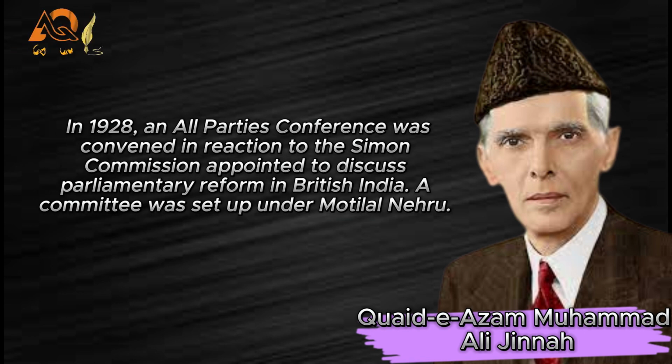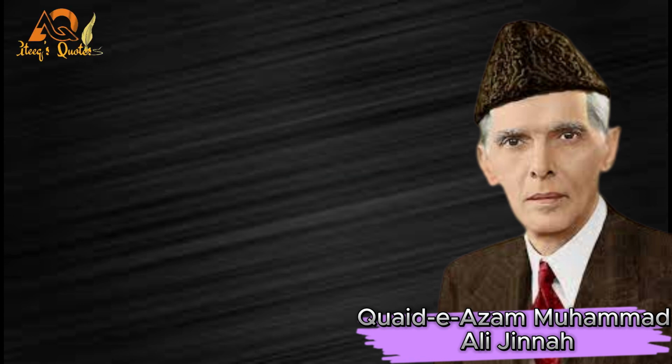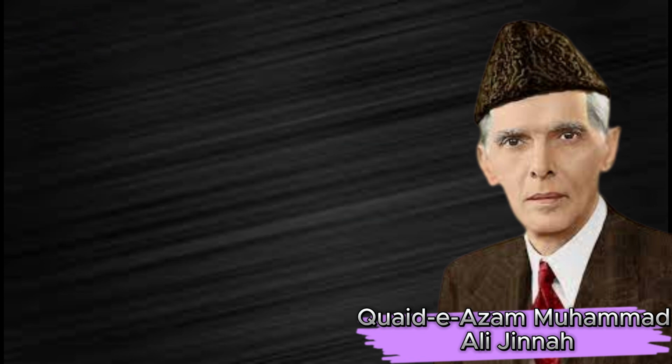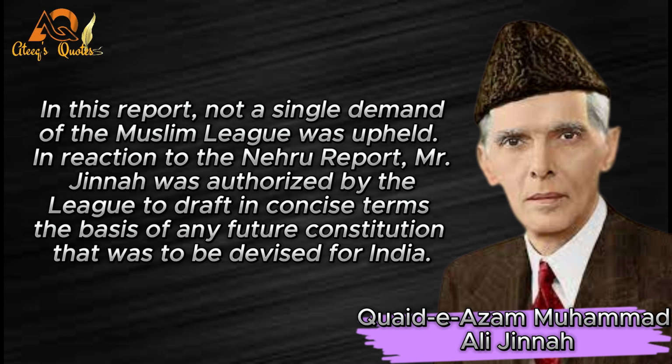In 1928, an all-parties conference was convened in reaction to the Simon Commission appointed to discuss parliamentary reform in British India. A committee was set up under Motilal Nehru. That committee prepared a report which is known as the Nehru Report. This report demanded dominion status for India. Separate electorates were refused and the reservation of seats for the Muslims of Bengal and Punjab was rejected. In this report, not a single demand of the Muslim League was upheld.